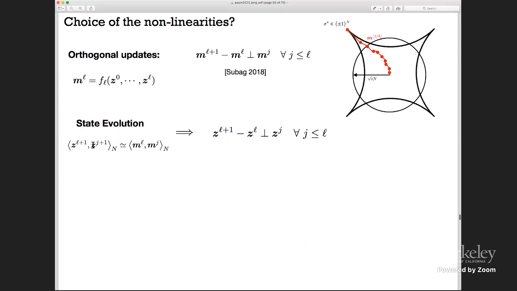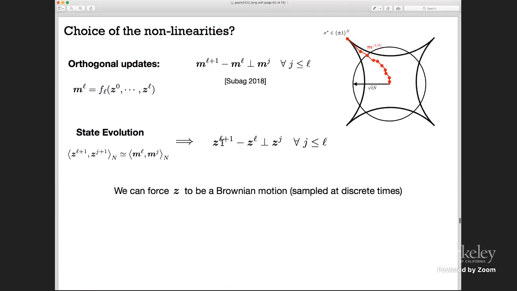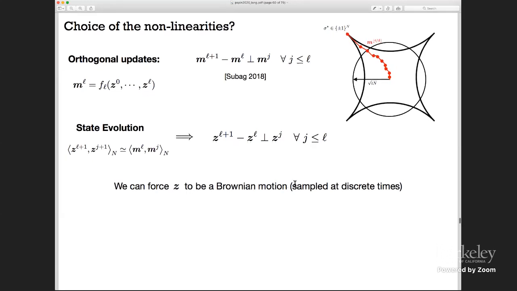State evolution will imply, since the Z's have the same covariance as the M's, that the Z's also have this property of orthogonal updates. But these are Gaussians. So we have a sequence of centered Gaussian vectors with orthogonal increments. We can, in particular, choose to make them a Brownian motion, sampled at the discrete times of the iterations of the algorithm.